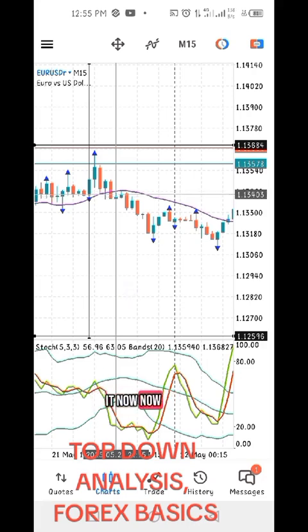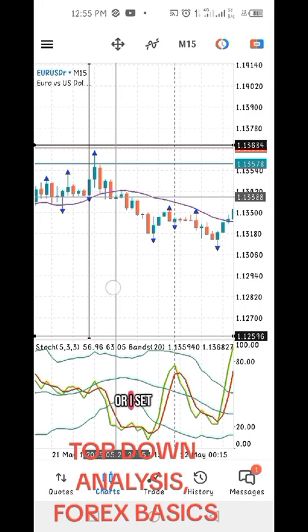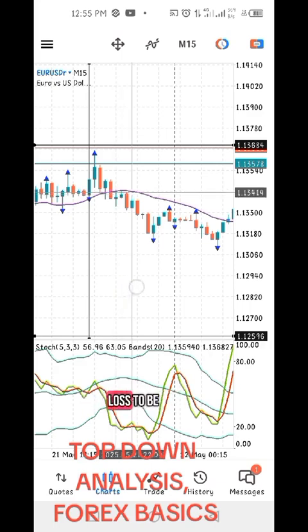If I set my order to sell at this place, any candle that closes below this line, then I want to sell. Are you getting it now? Then I want to set my stop loss to be 100 pips away from here.